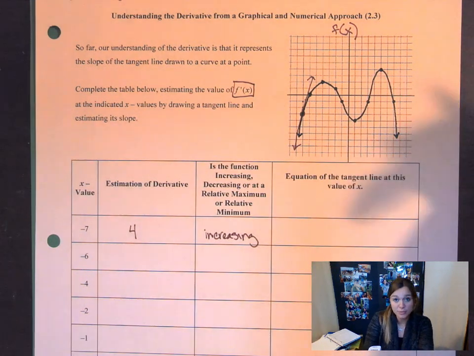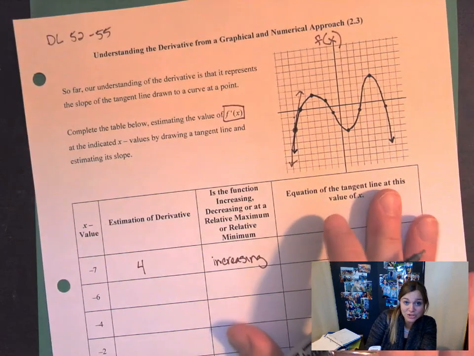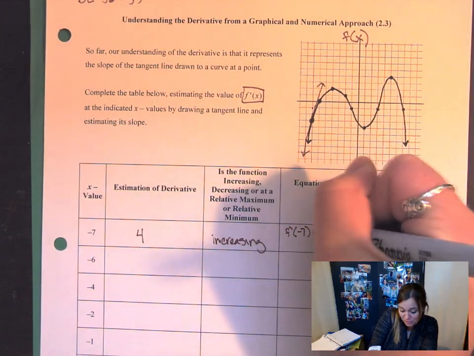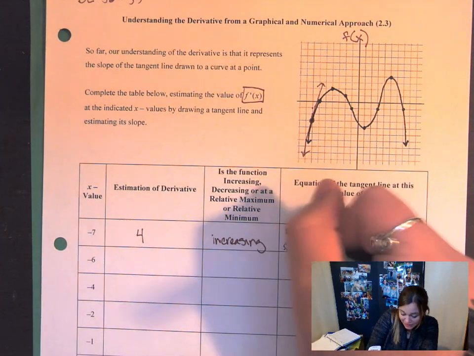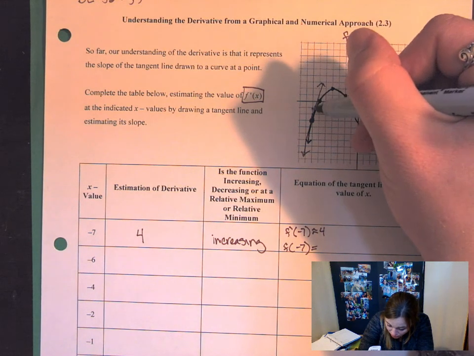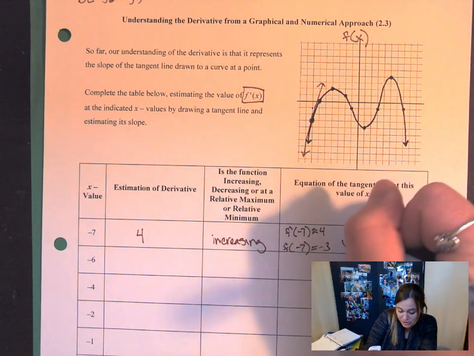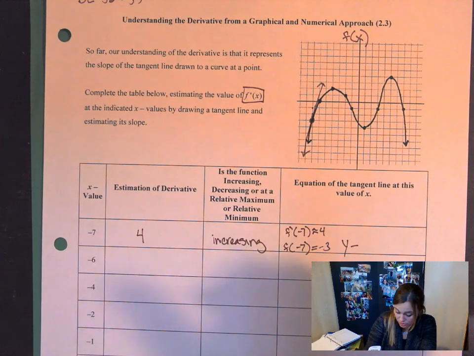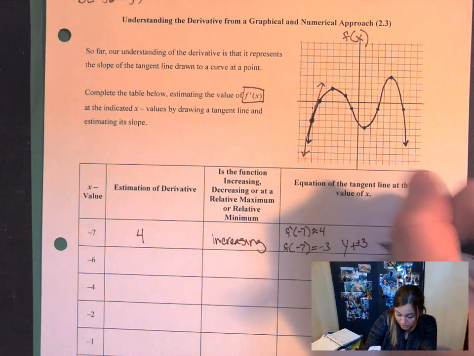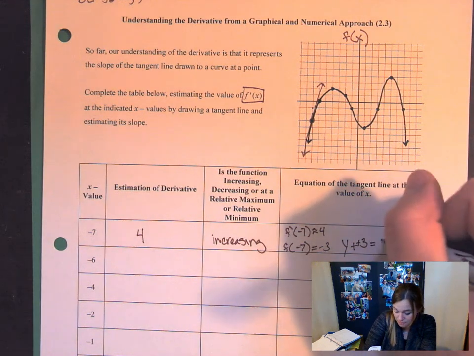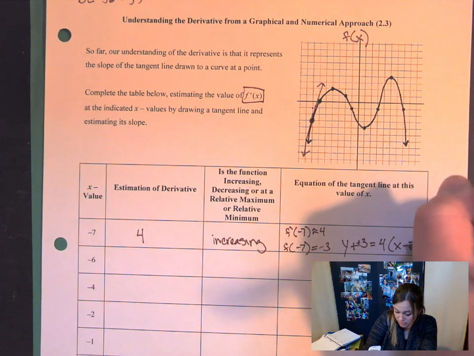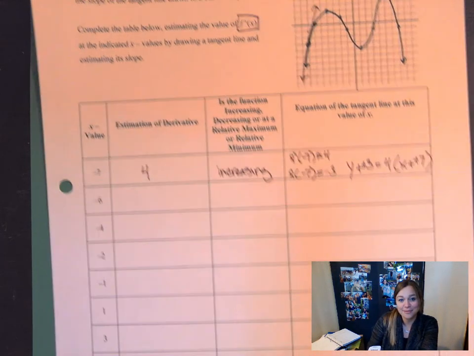So for a slope and a point, my slope of my tangent line is also known as f prime. And I said f prime of -7 was approximately 4. F of -7 is my point, which if I go over 7 and I go down 1, 2, 3. So my equation of my tangent line is y minus y1, so y minus -3, so y plus 3, is equal to m times x minus x1. Hey, we did it.